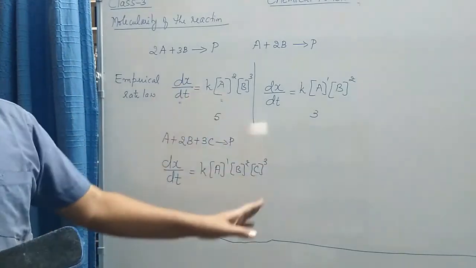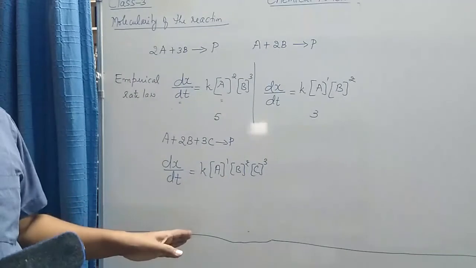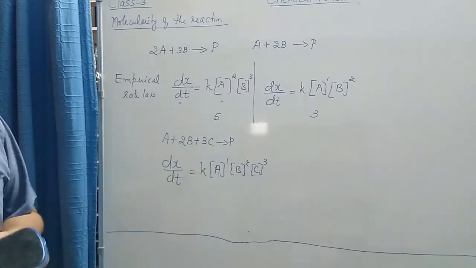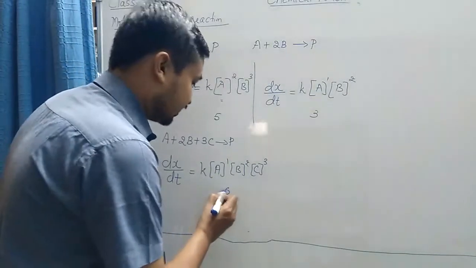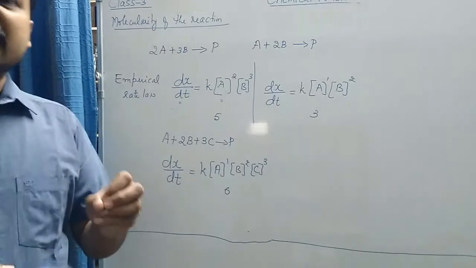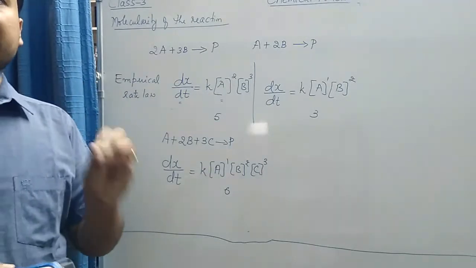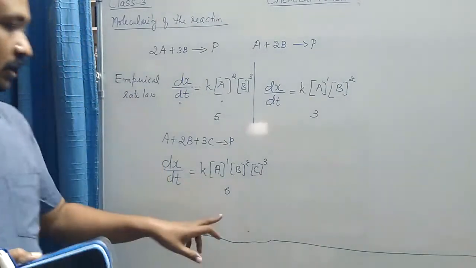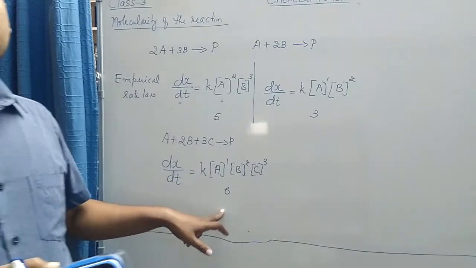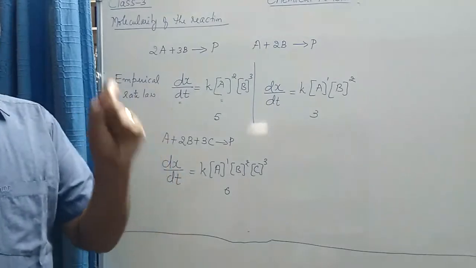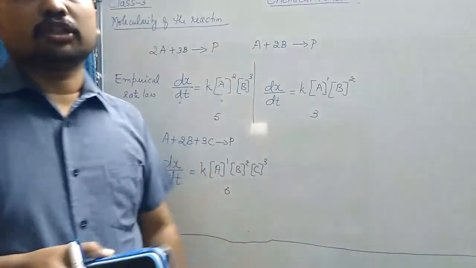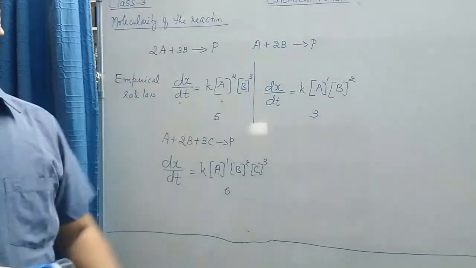So altogether, how many molecules of the reactant or how many concentration terms of the reactants affect the rate? The answer is 6. So out of the 3 cases, in which case do the reactants have the highest effect on the rate of the reaction? The answer is here, because there are 6 concentration terms. And in which case do the reactants have the least effect on the rate of the reaction? The answer is this, because only 3 molecules of the reactants are involved.